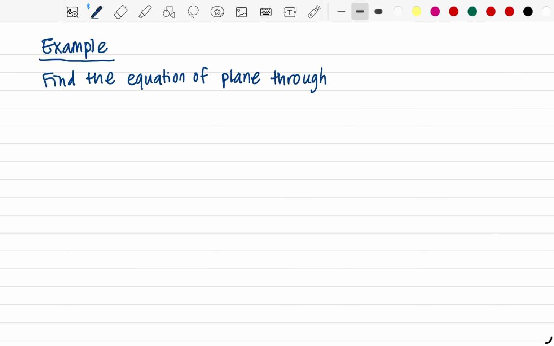We continue to look at an example to find the equation of a plane through 3 points A, B, and C in vector form and also in Cartesian form.